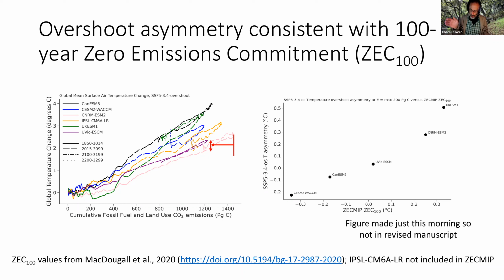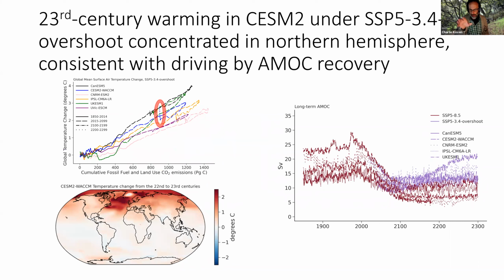And so whether you get a warming or cooling depends on how strong the subsequent emissions are from the point of near zero emissions versus the time scale of temperature equilibration. And that seems to be what's going on here as well. The other big lack of proportionality of warming to emissions is in this one model, CESM2-WACM, which shows this really strong lag of warming in the 23rd century.